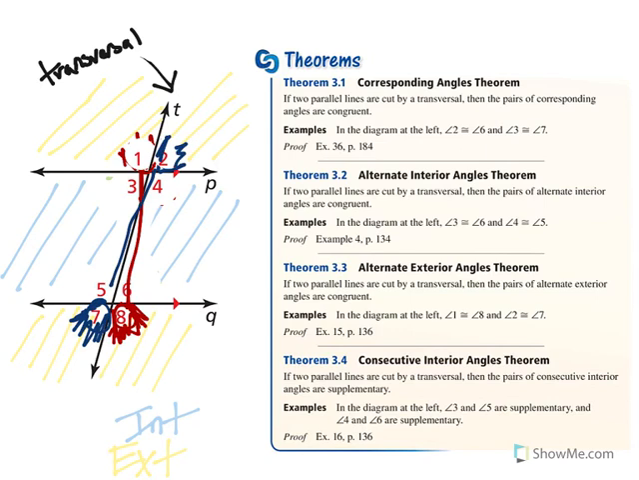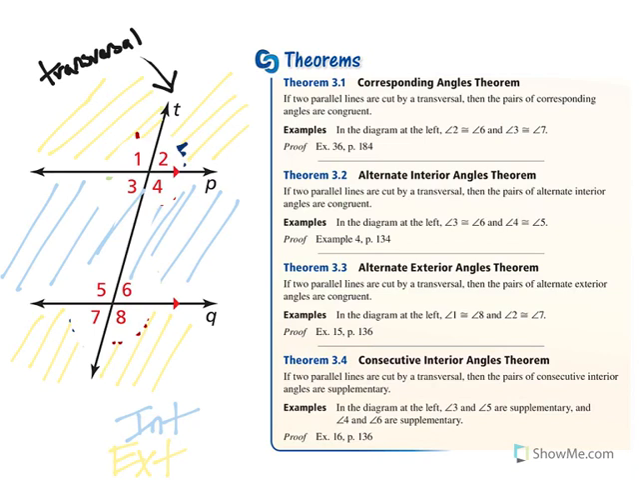So we have these 3 theorems that tell us about congruent angles. The last one is consecutive interior angles. So once again, we're looking at our interior, this light blue area inside here. And consecutive angles are the ones that are on the same side of our transversal.